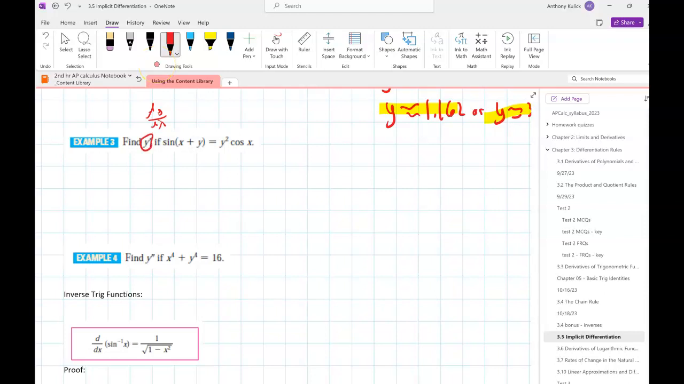So when I do the derivative of sine of x plus y, how do I do that? Chain rule. Good. So what's the outer function? And the derivative of that is? So derivative of the outside, inside stays the same. And what's the derivative of x plus y? Okay, 1 plus 1 times dy over dx. So I'm just going to write dy/dx.